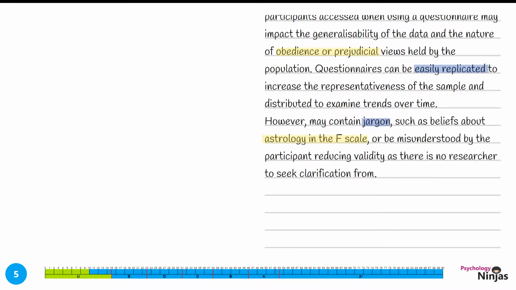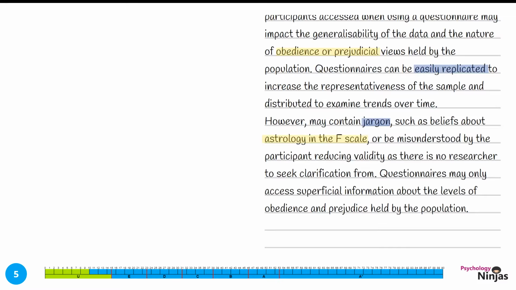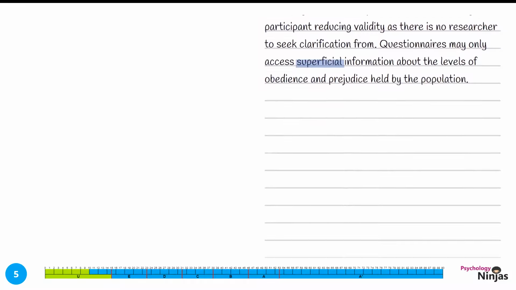We're going to complete this paragraph with another judgment. Questionnaires may only access superficial information about the levels of obedience and prejudice held by the population. We've clearly understood a limitation of questionnaires and that they're only going to give us the information that participants want to share, being self-report techniques. We're going to complete our essay with some final mini conclusions.